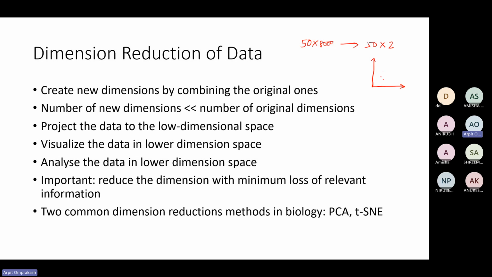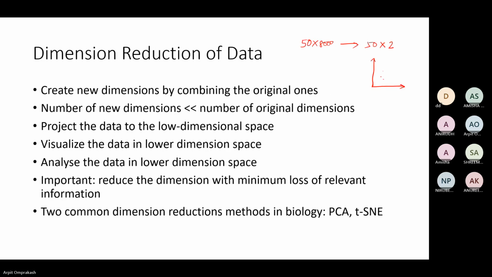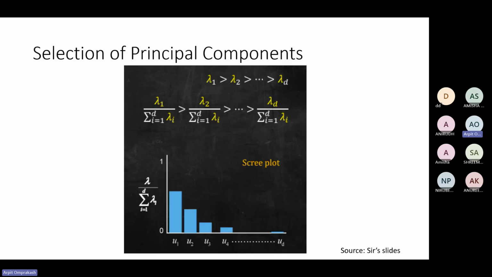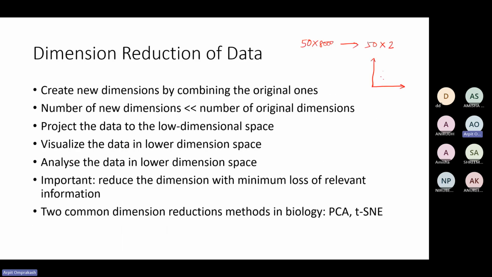There are two common dimension reduction methods that are followed in biology. One is called PCA, or principal component analysis, and the other one is t-SNE, or t-distributed stochastic neighbor embedding.